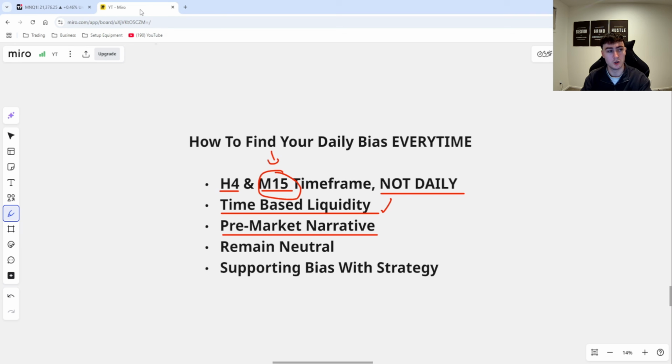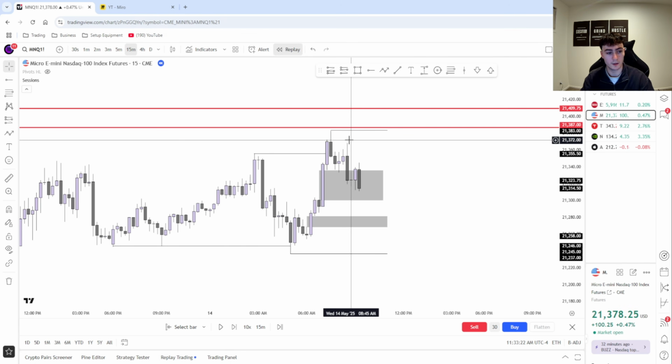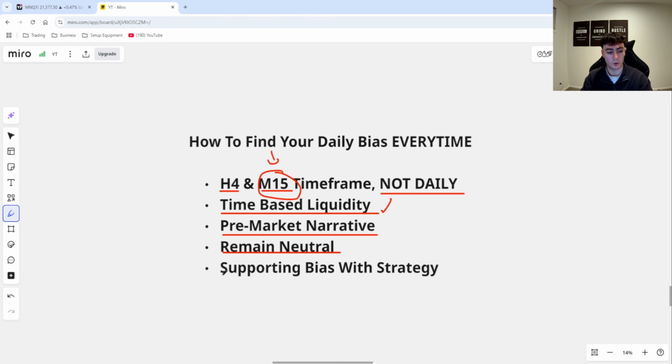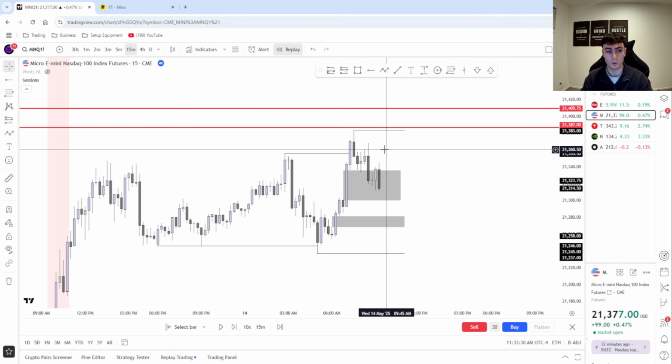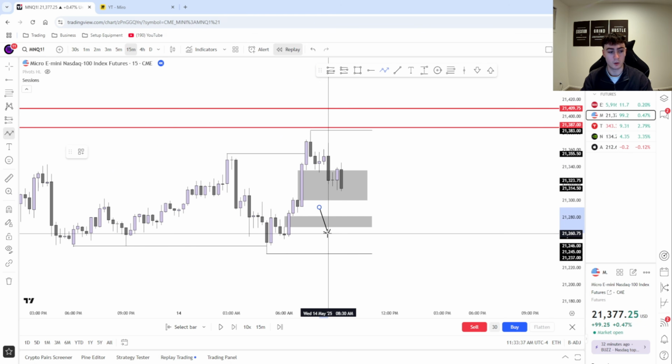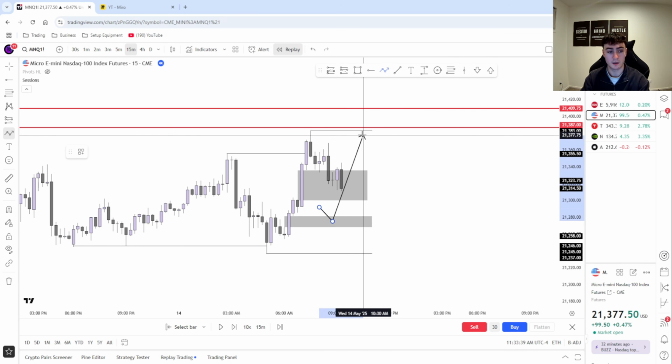So when you remain neutral, you find your bias and you support your bias by your higher time frame draws and liquidity, where price is likely to draw towards. But you find that by supporting the bias with your strategy. Where is your strategy going towards, in time-based liquidity with a little bit of pre-market narrative? We know that price is likely to get to this level and probably not inverse it immediately and probably bounce off it, or we can bounce off this gap and come higher.